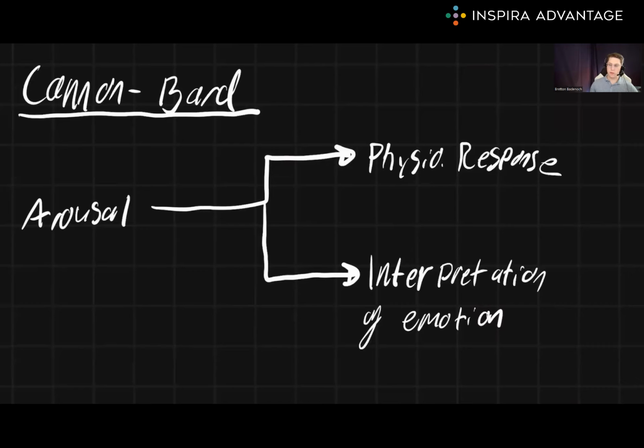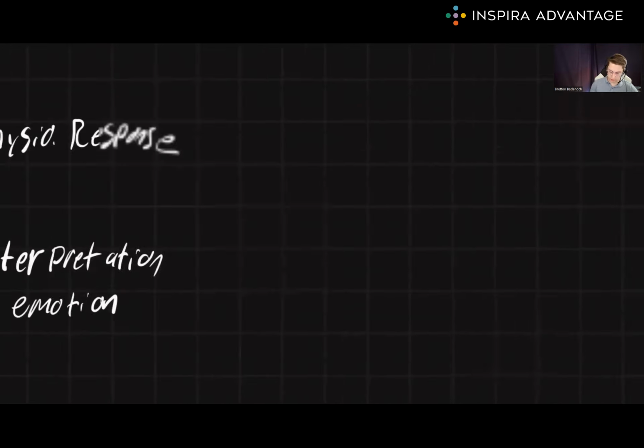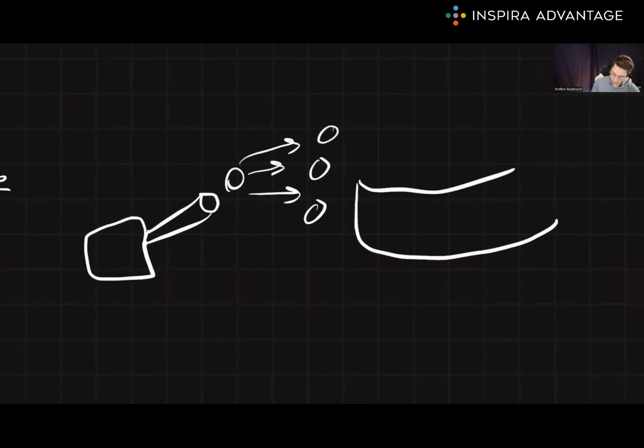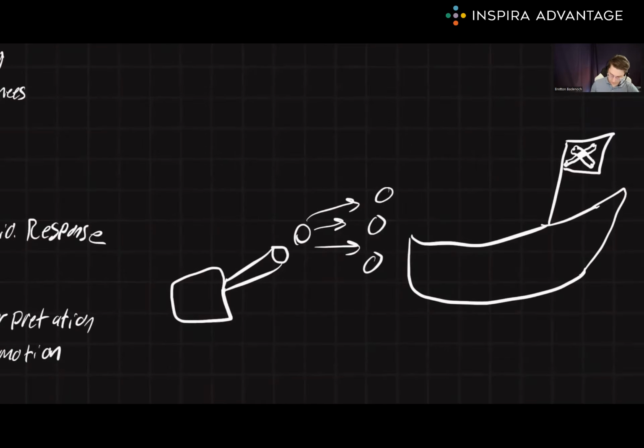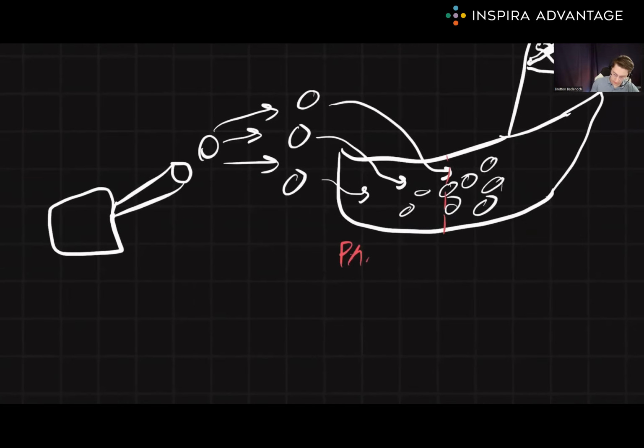A good way to remember the Cannon-Bard theory is to think about a cannon firing a bunch of mini cannonballs and hitting a ship in a spread out fashion. This symbolizes how the arousal, the cannon firing, the cannonballs, hits both the physiological response and emotional interpretation at the same time. This half of the ship is physio, the other half is the emotional interpretation.